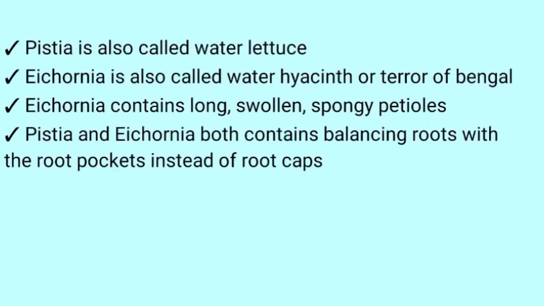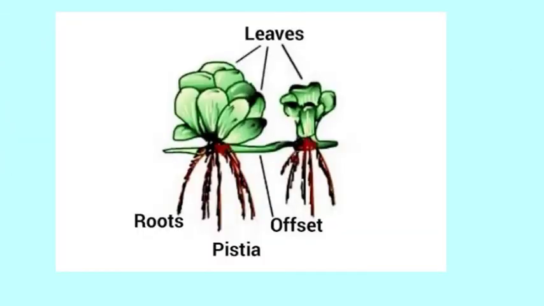Pistia is also called water lettuce. Eichhornia is also called water hyacinth or terror of Bengal. Eichhornia contains long, swollen, spongy petioles. Pistia and Eichhornia both contain balancing roots for buoyancy, and the roots contain root pockets instead of root caps. Let's check the diagrammatic representation of offsets.